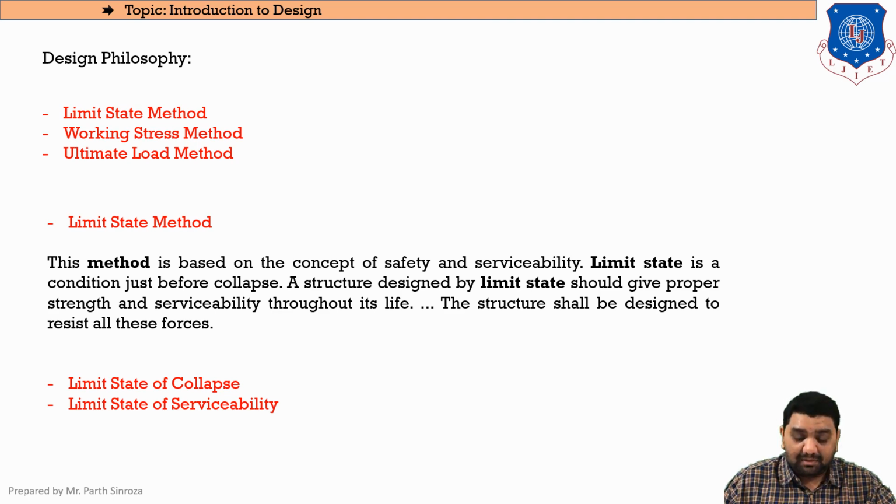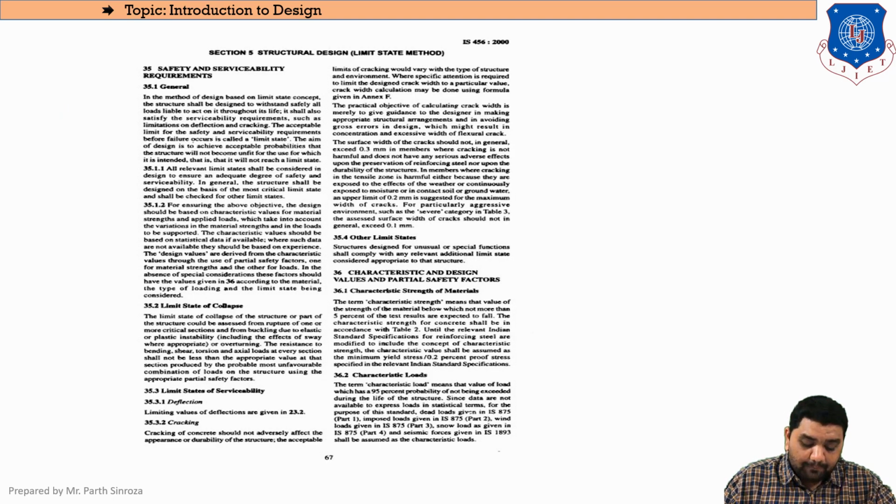So it is basically divided again into two parts, that is limit state of collapse and limit state of serviceability. From your IS code, you can see here that from page number 67, section number 5, it is structural design. It is from the limit state method. So these are the basic criteria that you need to know about the limit state method.